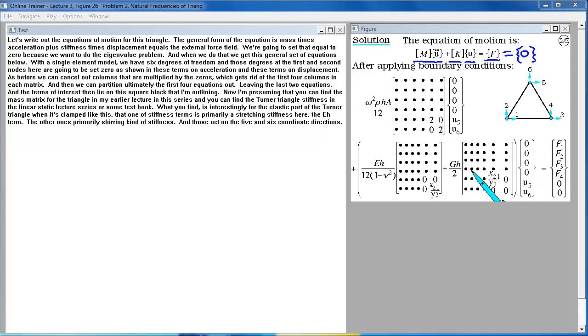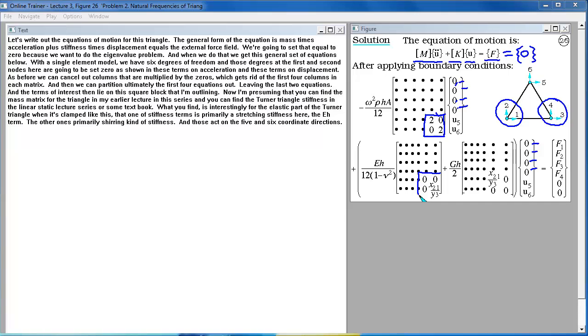With a single element model, we have 6 degrees of freedom, and those degrees at the first and second nodes here are going to be set 0 as shown in these terms on acceleration and these terms on displacement. As before, we can cancel out columns that are multiplied by the zeros, which gets rid of the first 4 columns in each matrix. And then we can partition ultimately the first 4 equations out, leaving the last 2 equations. And the terms of interest then lie on this square block that I'm outlining.